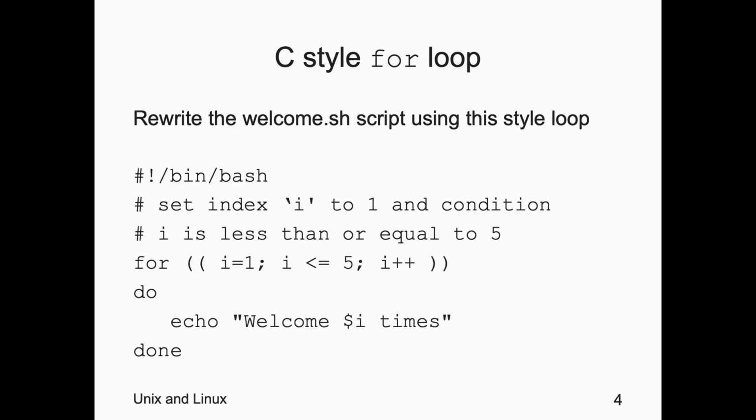We can also rewrite this same exact script using a C-style for loop. What we have here is we set the index i equal to 1, and then it checks if i is less than or equal to 5 and increments i by 1 each time. The body of the loop remains the same, echoing that welcome statement, and both styles achieve the same result, so whichever best fits your situation is completely fine.